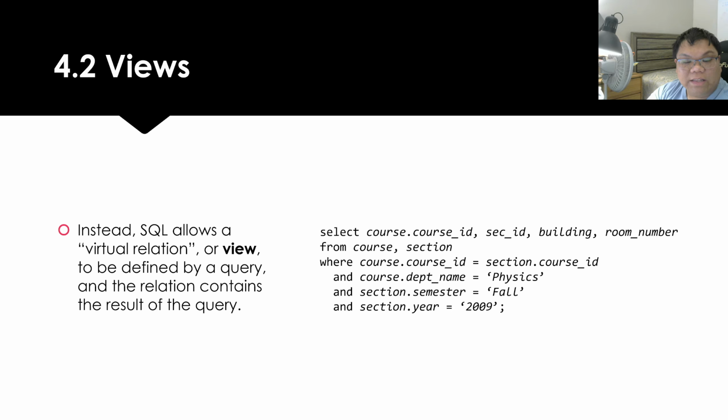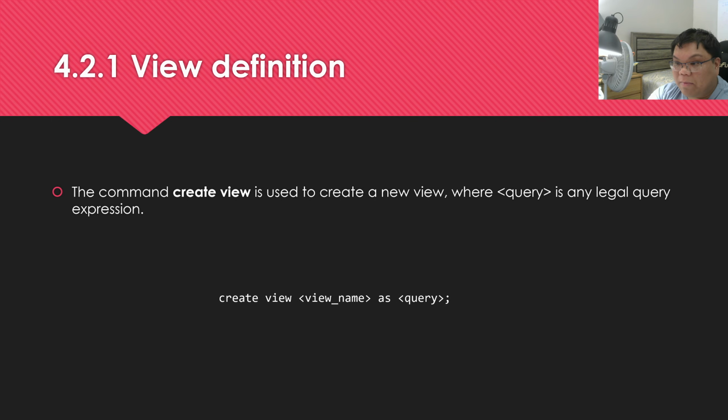So instead, we define what is known as a view, a virtual relation, or as I've seen once, a query that pretends to be a table. So we can turn this query and define it and use it as the definition for a view. So this is the command for creating a view. Create view name as query.